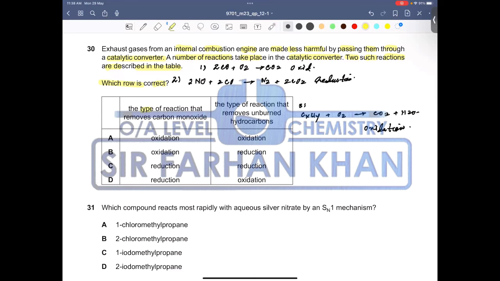Let's talk about this option, type of reaction that removes carbon monoxide. So carbon monoxide is removed by oxidation. So oxidation and oxidation. That means options C and D are incorrect. Now the next is the type of reaction that removes unburned hydrocarbons. Unburned hydrocarbons are removed through oxidation. So oxidation is here and here. And obviously the right answer is going to be A. Okay, that's easy stuff.